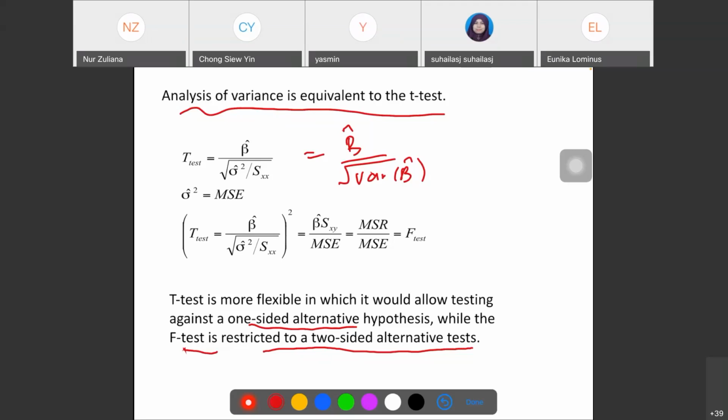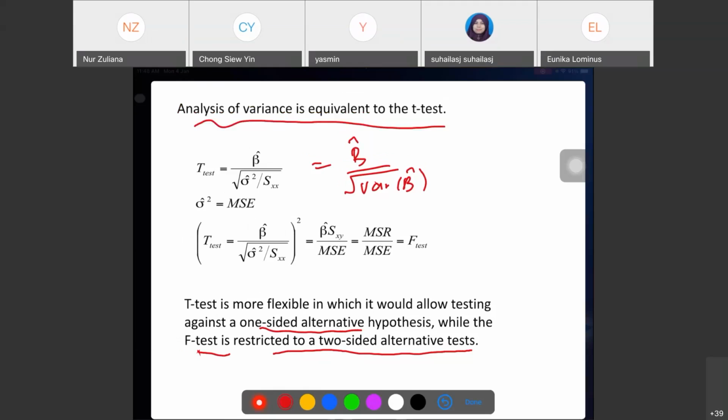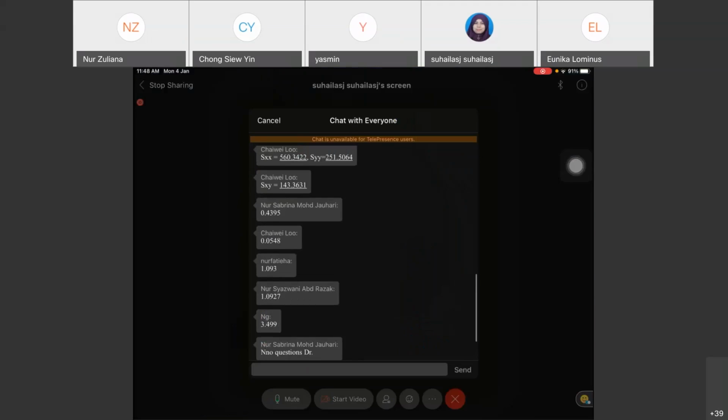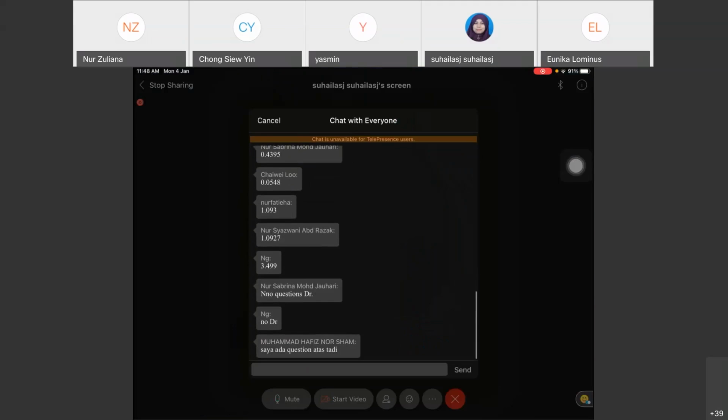Ada apa-apa soalan ke? Hafiz tanya apa tadi? Ada soalan ke Hafiz?